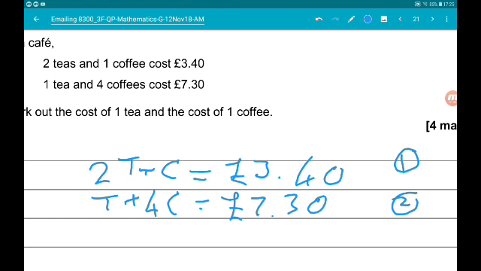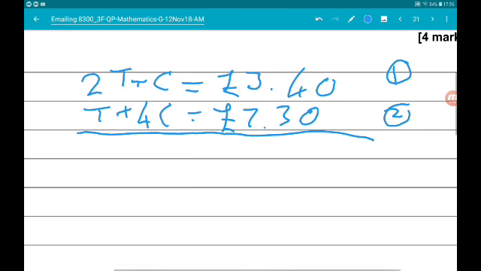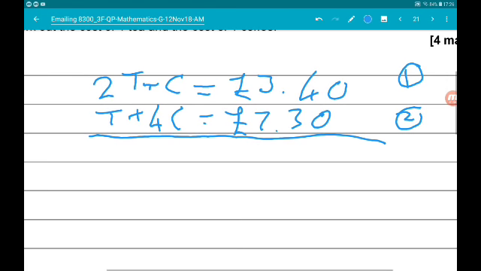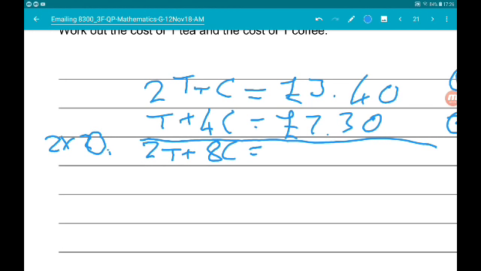So the aim with the simultaneous equations is to get 2 equations with the same amount of the same letter, so we can then subtract one from the other and cancel that letter out. So with this one, I'm going to go for the t's. So, we can turn 1t into 2t by multiplying by 2. So, we are going to do 2 times equation 2. So, that gives us 2t add 8c is equal to 2 times the price, 1460. Now let's call that equation 3.